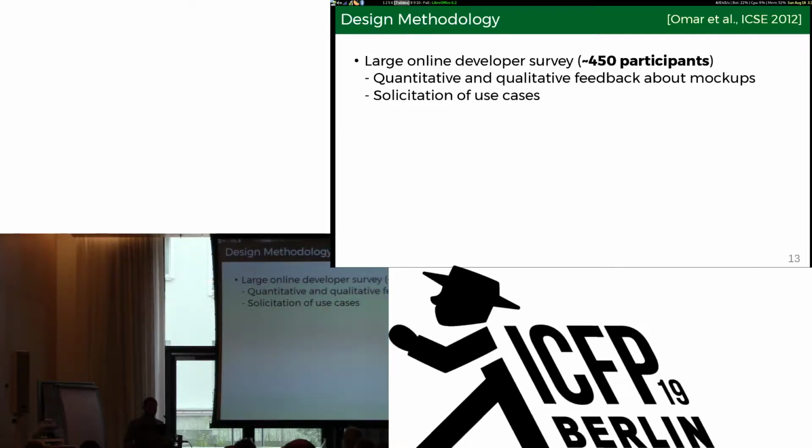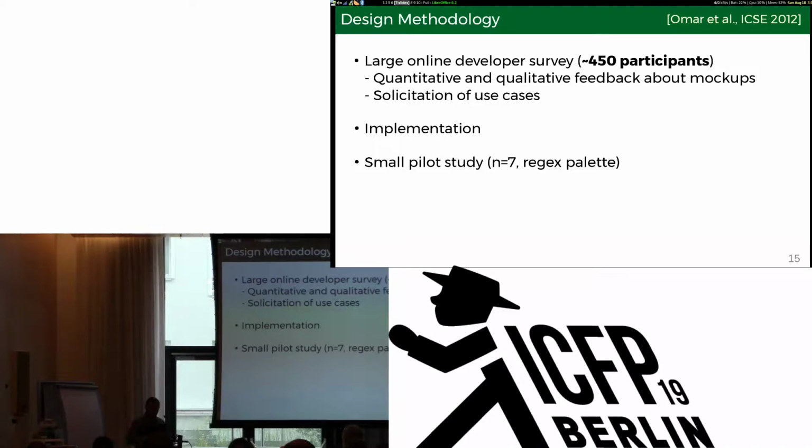And then we just solicited other use cases, other than the ones I just showed you, from these users based on their own experiences. We coded all that up. I'll show you the results in a moment. And then we implemented it. So we did all this mock-up stuff before we implemented it. Then we implemented it based on the design considerations that that survey revealed. And then we did a really small pilot study with actual human subjects using that regex palette, n equals 7, but we validated that this was useful.